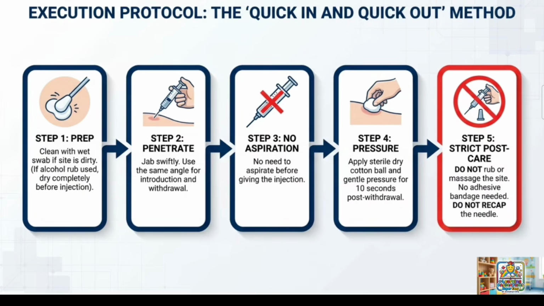Now the execution protocol. The quick in and quick out method. Step 1. Preparation. Clean with a wet swab if the site is dirty. If alcohol rub is used, dry completely before injection. Step 2. Penetration. Jab swiftly. Use the same angle for the introduction and withdrawal.